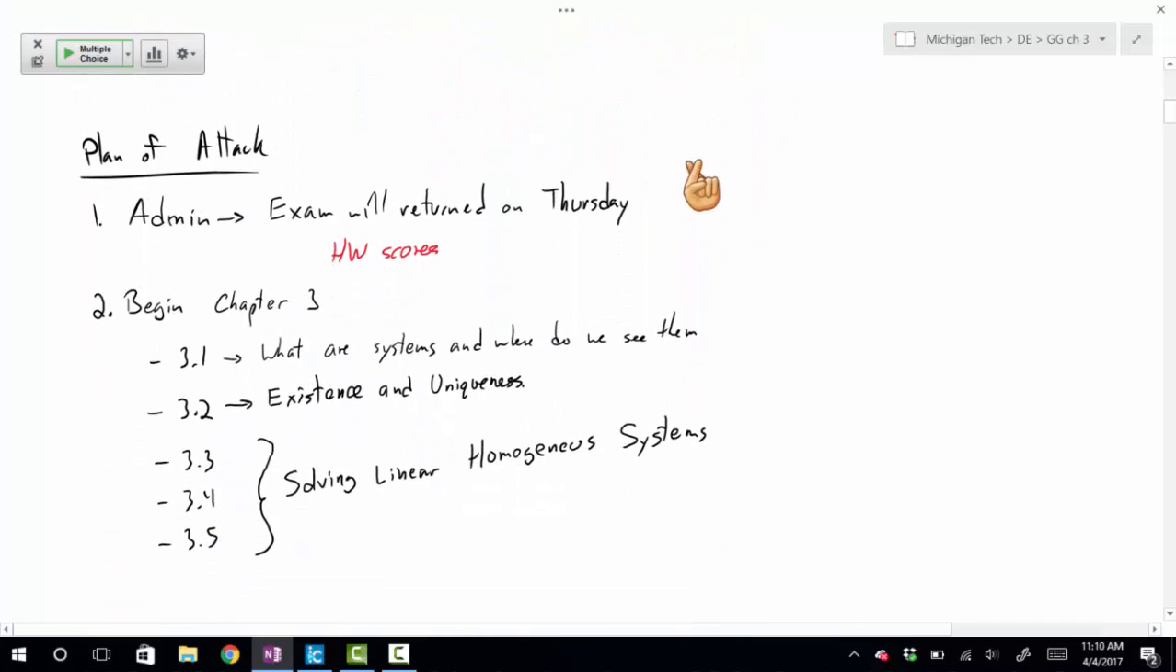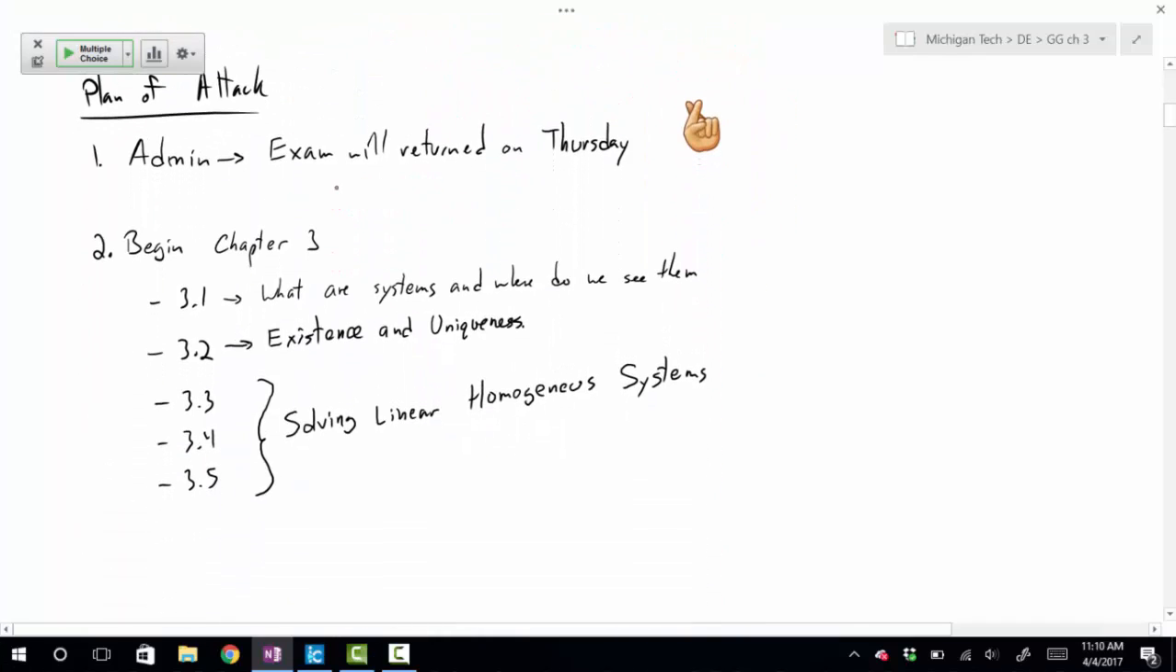All right, the plan for today. A couple of administrative notes here. Exams will be returned on Thursday. Yes, that is a fingers crossed emoji, right? Maybe I'm trying. A couple stacks to go through still, so that's certainly my goal. So I'll try to get them done by then. We'll see how it goes.